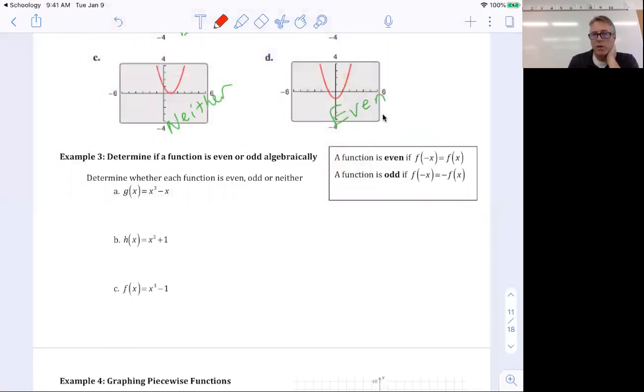If the function comes out to be the exact same thing, so it comes out to be equivalent, then it is an even function. So if you plug negative x in for x, and they are both equivalent or equal, that means it is an even function. If you plug negative x in for x and you get the opposite of the original, that makes it an odd function.